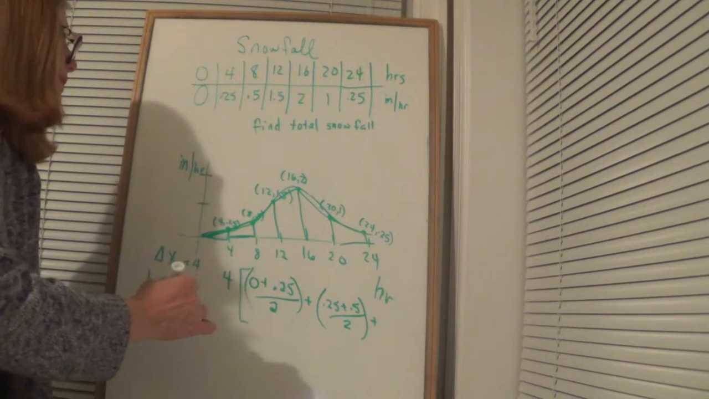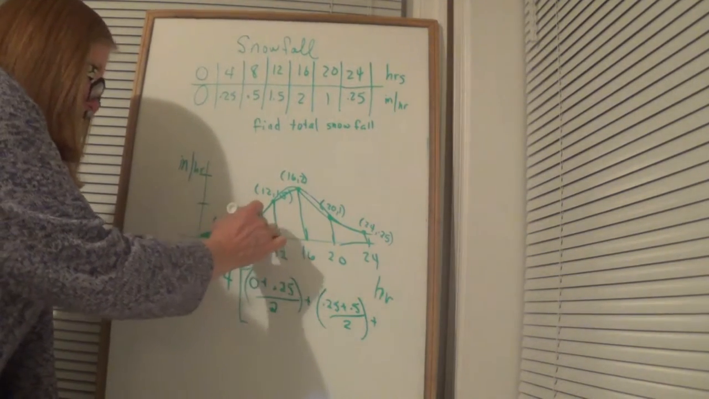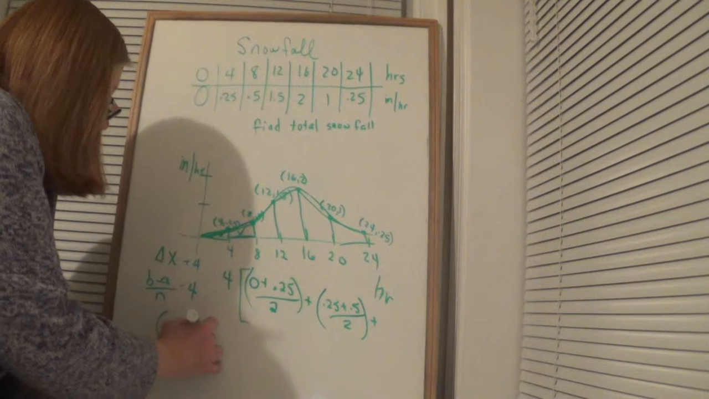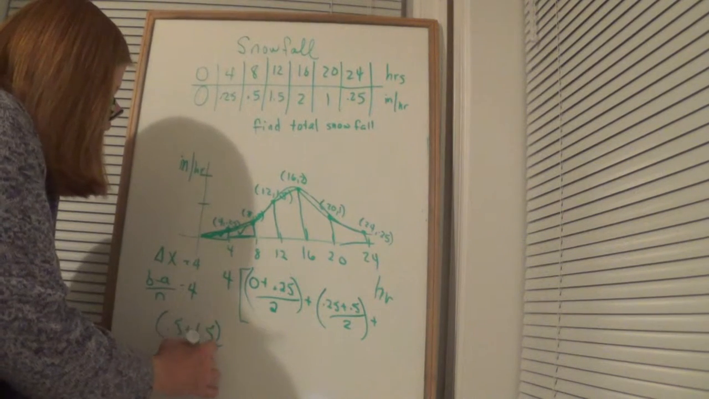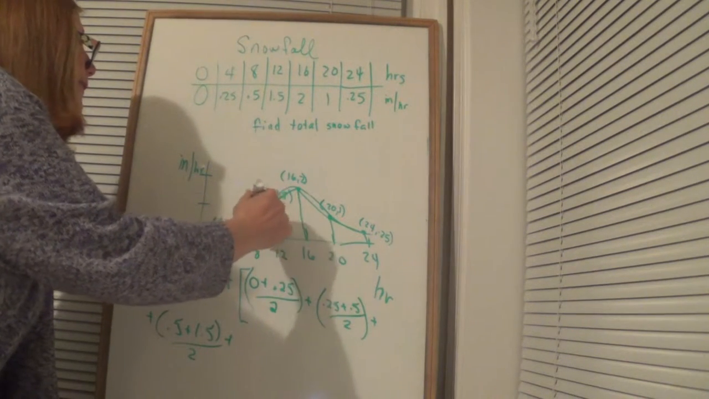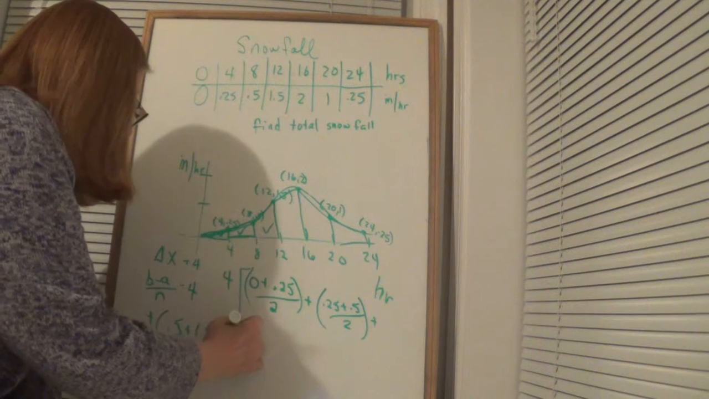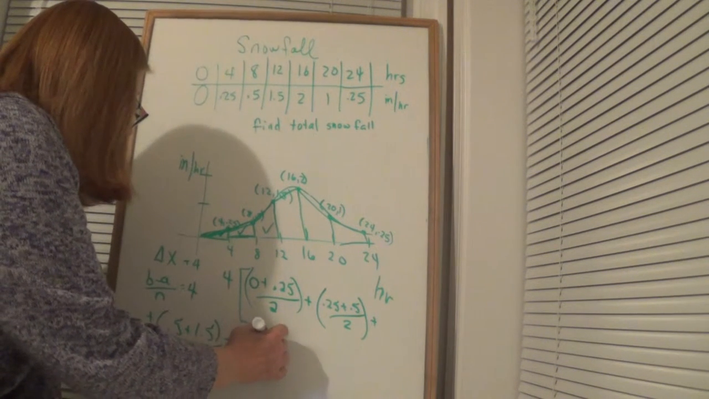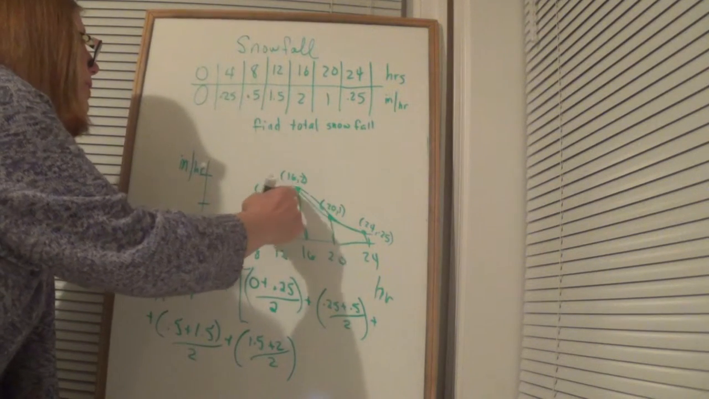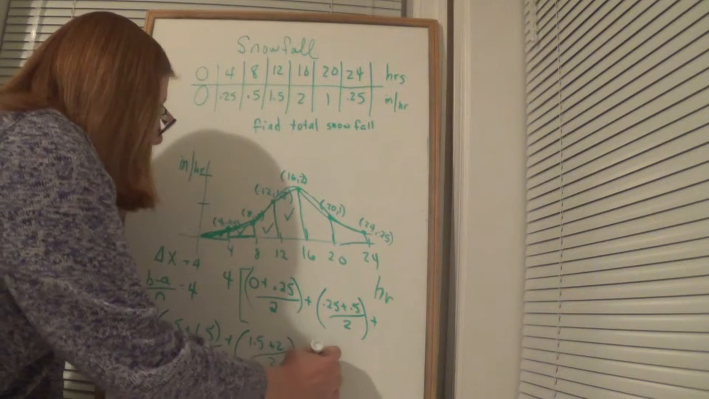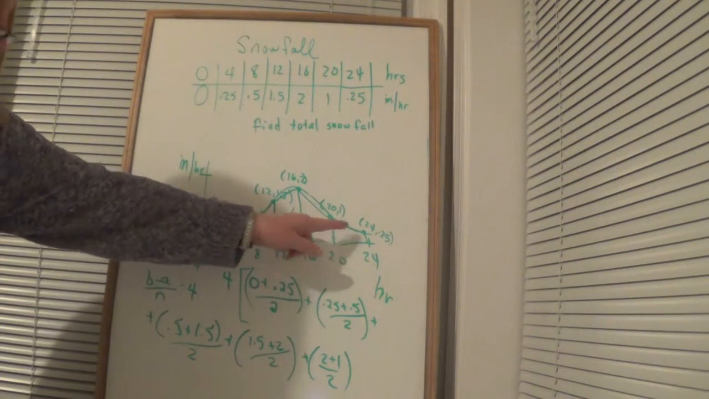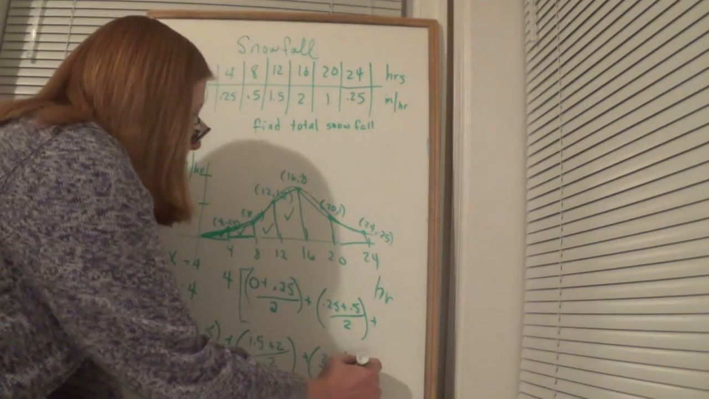So we have, I finished this one and this one, 0.5 plus 1.5 divided by 2 plus 1.5 to 2, 2 to 1, and 1 to 0.25.